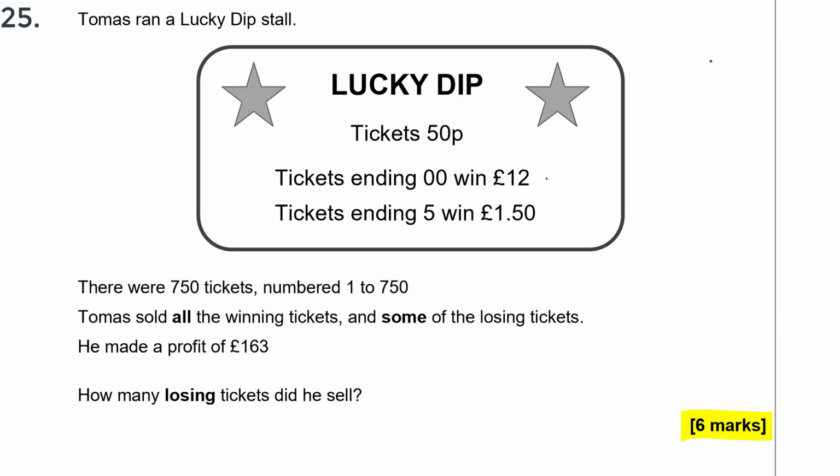So let's work out how many winning tickets there were to start with. Tickets ending in 00, how many of those are there between 1 and 750? Well, if the number ends in 00, then the first winning ticket is going to be 100, and then the next winning ticket 200, and so on down to 700. So there are going to be 1, 2, up to 7 winning tickets ending in 00. So it's going to be 7 of those.